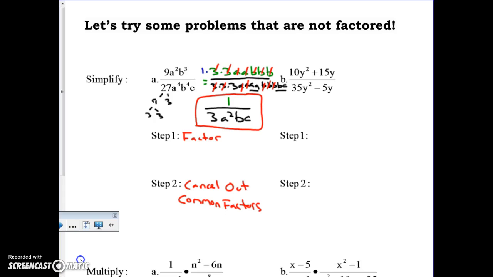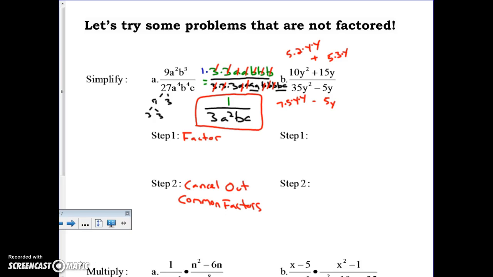On a problem like 10y squared plus 15y over 35y squared minus 5y, I know it sounds like a lot, but it's not so bad. You're going to have to break each term down. There are 4 terms total, 2 in the numerator and 2 in the denominator. I factored each one of those, and we're going to pull out a greatest common factor. So let's look up top on the numerator. 10y squared was written as 5 times 2 times y times y, and 15y was written as 5 times 3y.